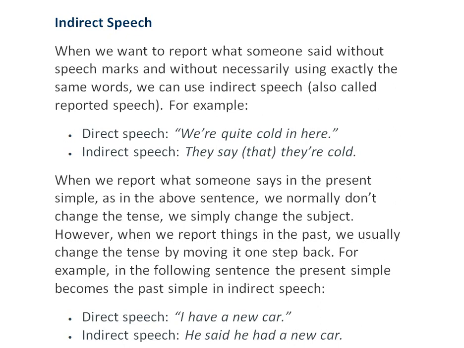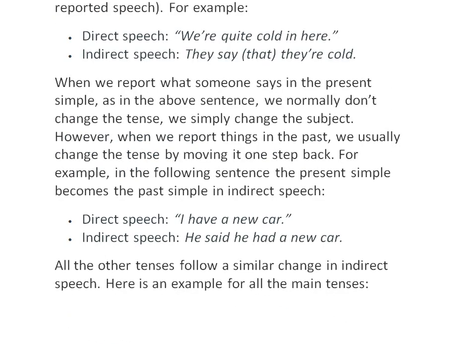So when we report what someone says in the present simple, as in the above sentence, we normally don't change the tense. We simply change the subject. However, when we report things in the past, we usually change the tense by moving it one step back. For example, in the following sentence, the present simple becomes past simple in indirect speech. So we'll take another example in which we are changing the tense form also. "I have a new car," and in indirect speech it will be, he said he had a new car. So we'll take all the examples for all the tenses to get a clearer idea of the concept.